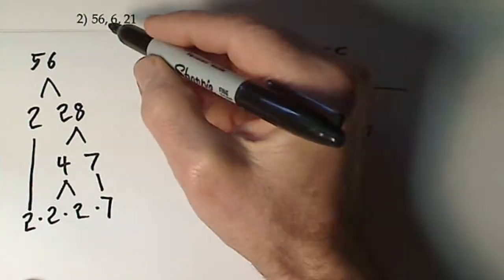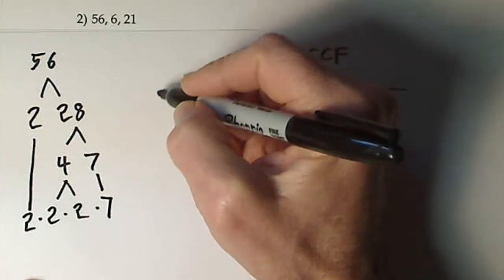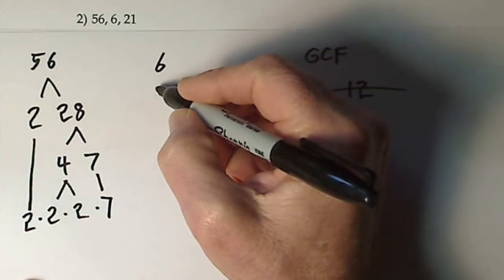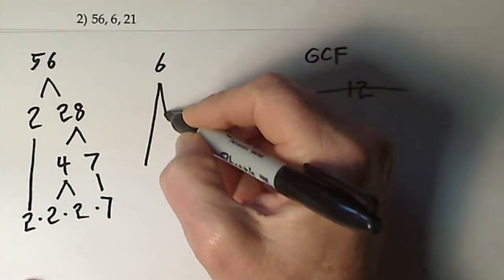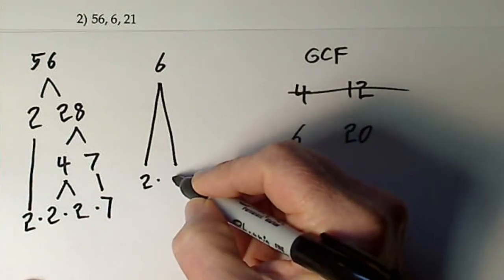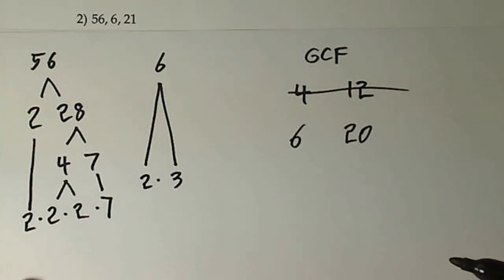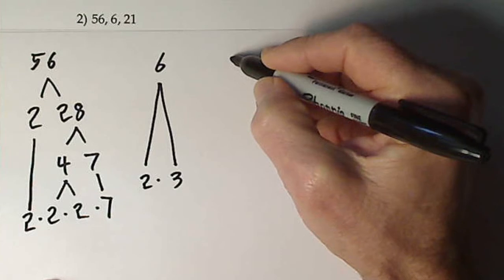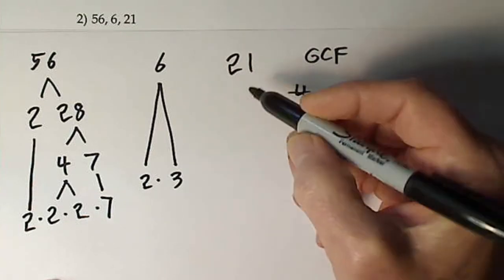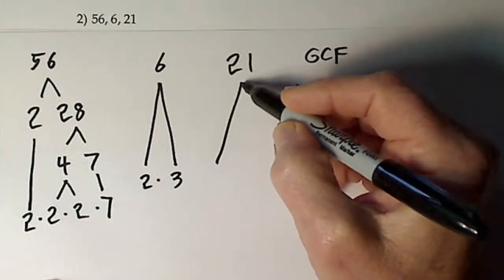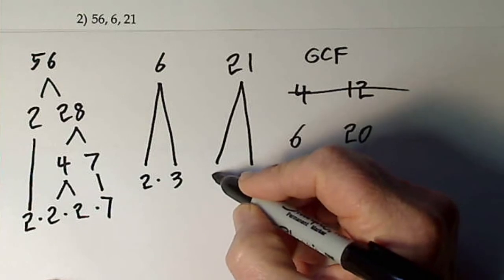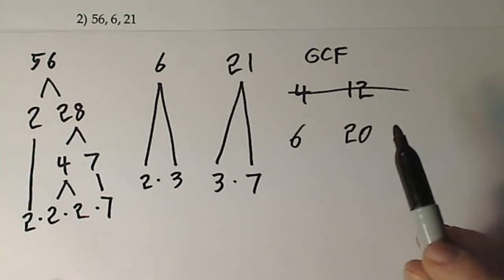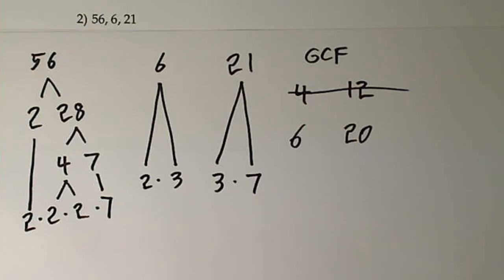Alright, let's look at the 6. 6 won't take very long. It's just going to be 2 times 3, so I'm going to bring them way down here. 2 times 3, that takes care of the 6. And then 21, again, that won't take very many steps. I'm just bringing it way down here. That's 3 times 7. Okay, so I have the prime factorization of each one.